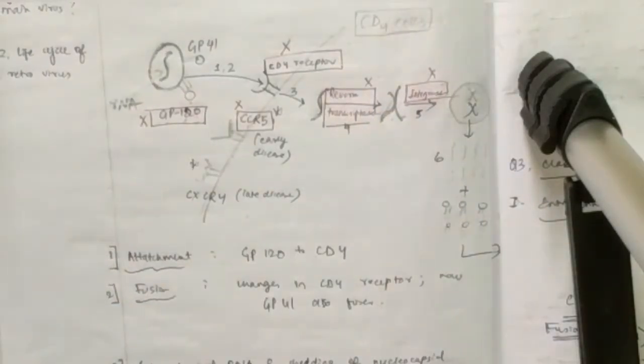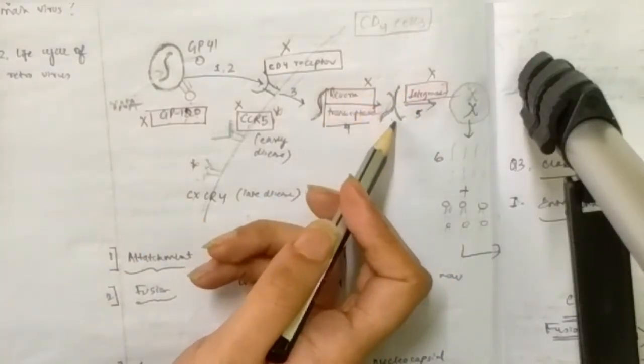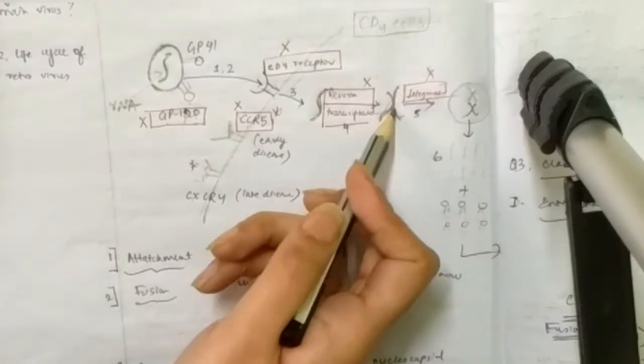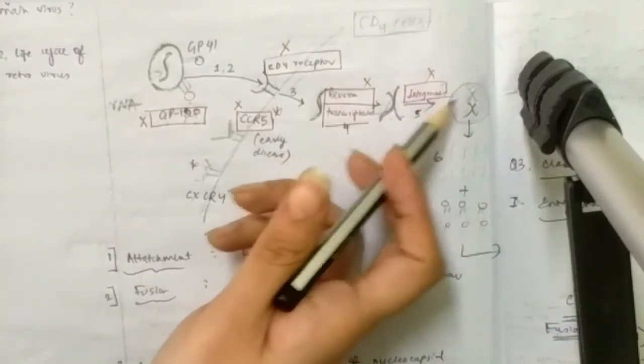Now, this DNA molecule is incapable of replicating on its own. So, with the help of the enzyme integrase, this DNA molecule gets integrated with the host DNA molecule. That is the role of the integrase enzyme.